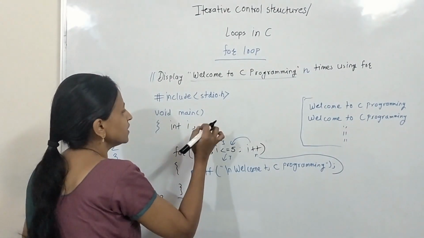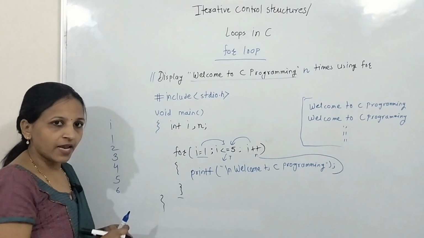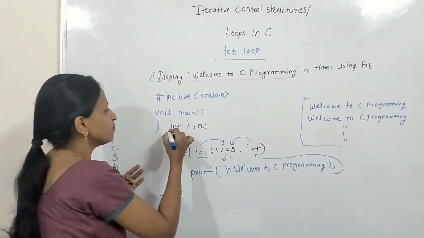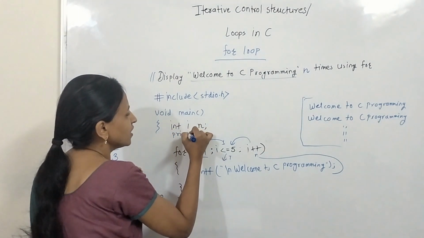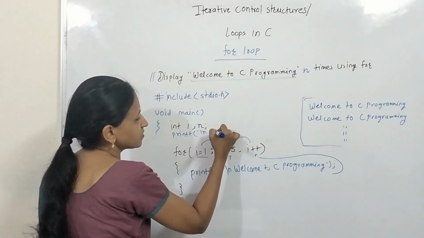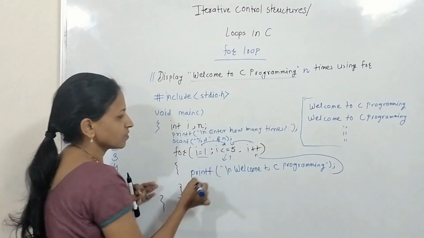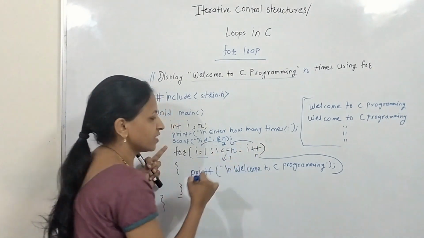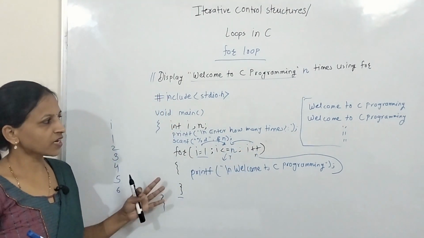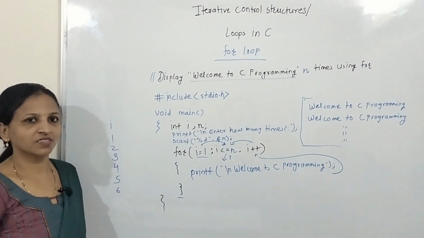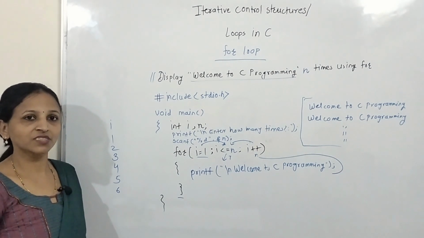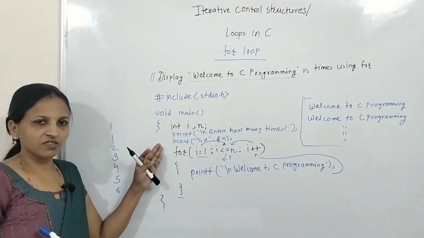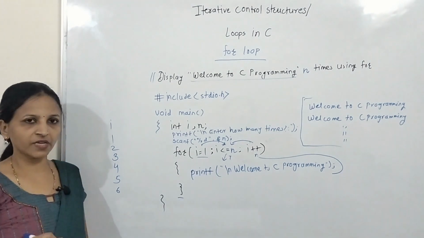How? Here we have to declare one more variable n, and we will accept the value of n from the user. For that we first give a message to the user, like printf enter n, or enter how many times. In this way we accept the value of n, and we can now replace that 5 by n. Now this program is applicable for any number of times. The user will enter how many times he or she wants to display the welcome message, whatever value of n, and that number of times it will display the message.